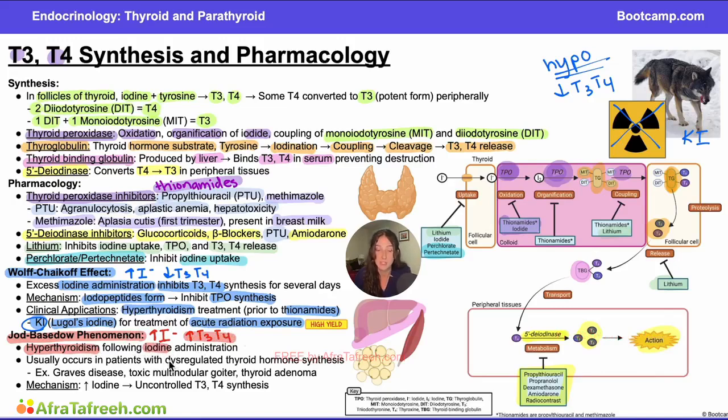This usually occurs in patients who already have some sort of dysregulation of their thyroid hormone synthesis pathway. This could be anything like Graves' disease, toxic multinodular goiter, thyroid adenoma. So they already have some underlying pathology. Then we give them a little bit of iodine, and that is going to ramp up their T3 and T4 production drastically, leading to this uncontrolled T3 and T4 synthesis. So directly the opposite of our Wolff-Chaikoff effect, because we have increased T3 and T4 production after administration of iodine.